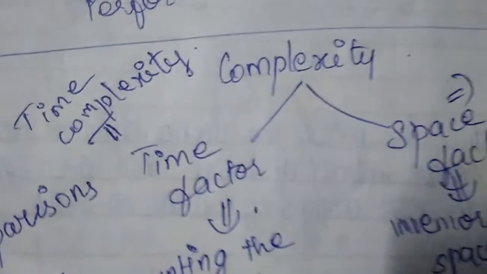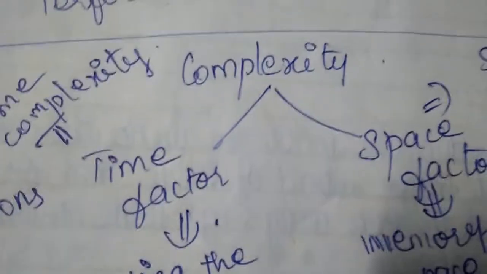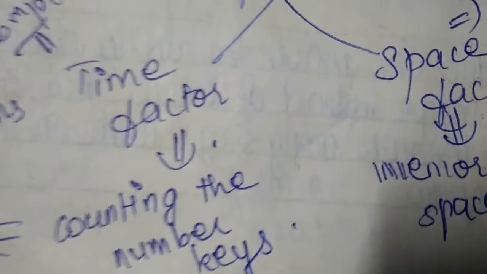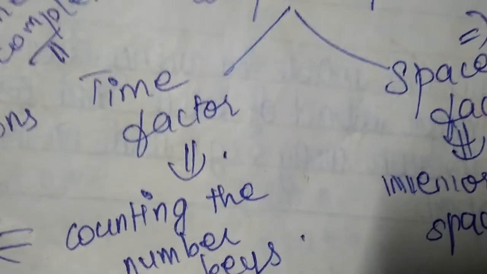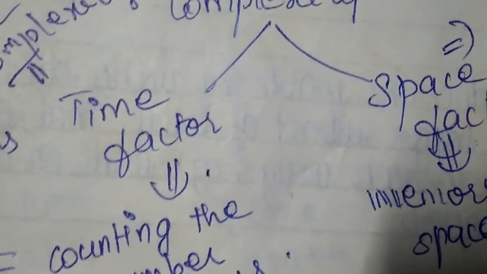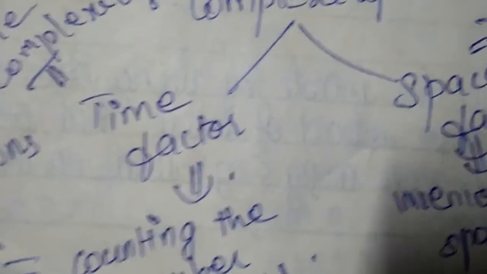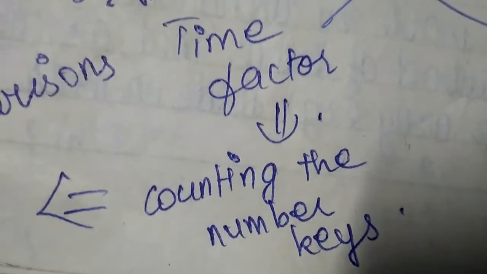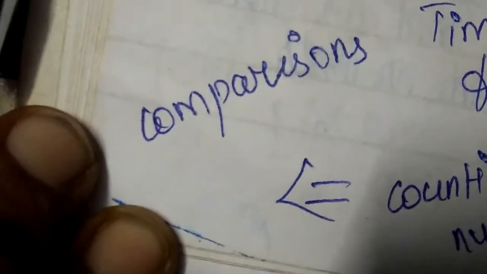In this complexity, there are two factors that affect the algorithm. First one is the time factor, another one is the space factor. According to time, there is the counting number of keys. What is the counting number of keys? I already told you how many times the algorithm is going to be executed.